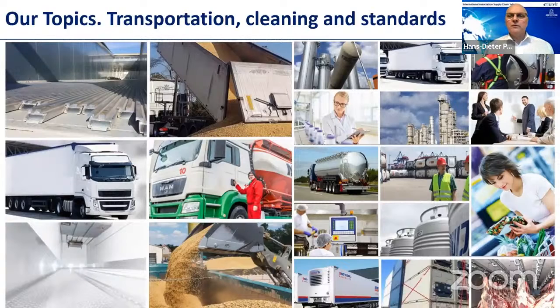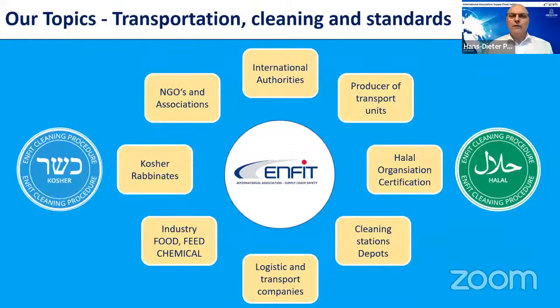In the association UNFIT, the International Association of Supply Chain Safety, we deal with all the topics that have to do with the transport of raw materials, maybe grain from the farm to the mills or milk from the farm to the dairy. And we deal with all these different types of transport units. Of course, I will call them transport units, which is more neutral than talking about road tankers, tank containers, IBCs, cooling trucks, and so on, so that you have a rough idea of what I'm talking about.